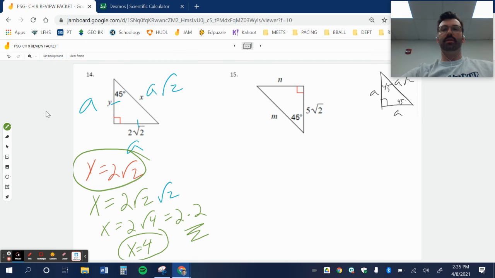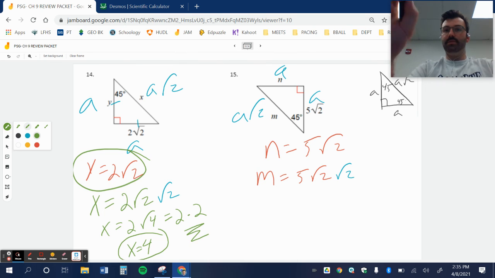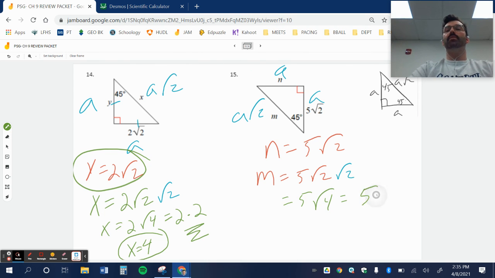All right. Let's go on to this next one. 15 is similar to 14. All right, we got A root 2. Again, all right, our A value is 5 root 2, which means that N equals 5 root 2. M is going to be A radical 2, or just 5 root 2 root 2. Well, again, that's going to end up being just 5 times 2. Well, how did you get 5 times 2? Because it's 5 root 4, and the square root of 4 is 2. So M is 10.